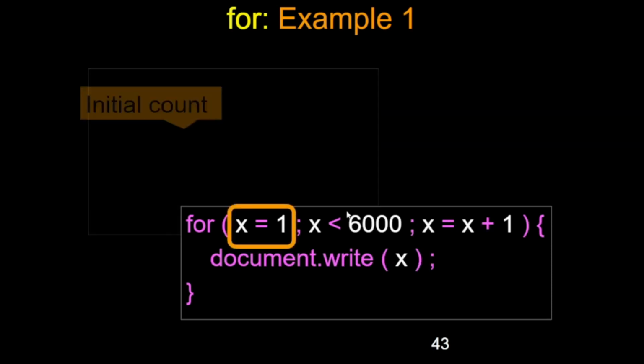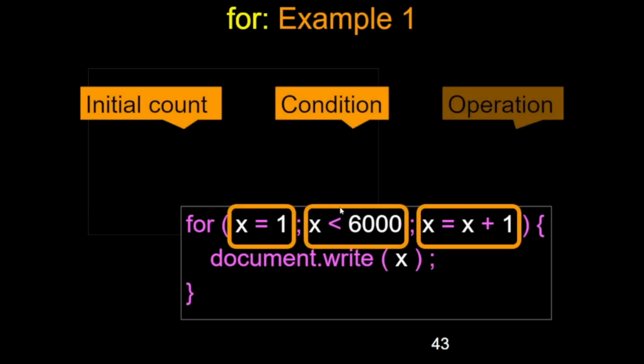First, it will go for the initial count, that is the initialization expression. Then it will go for the test condition, the second process. When x is less than 6000, it will go into the loop body. It will execute all the statements written inside the curly braces. And when all the statements in the curly braces are completed, it will go to the update expression.